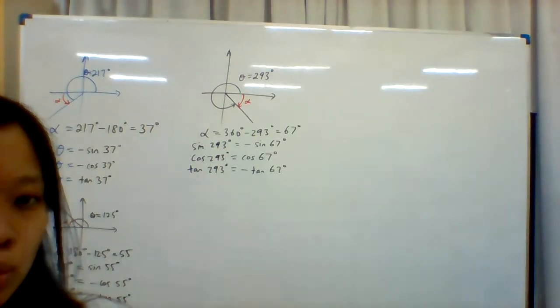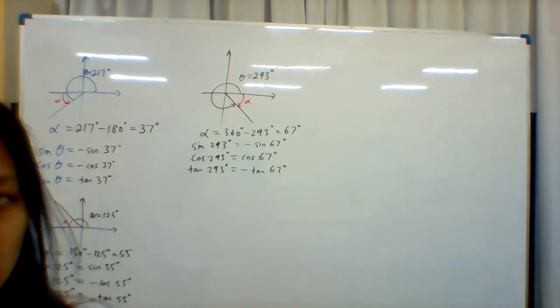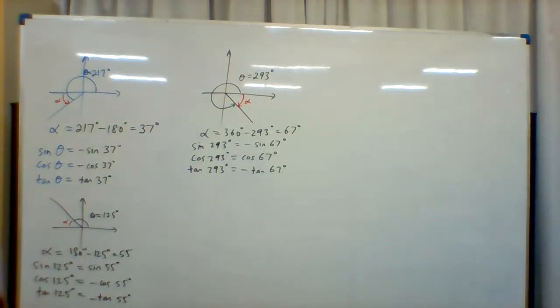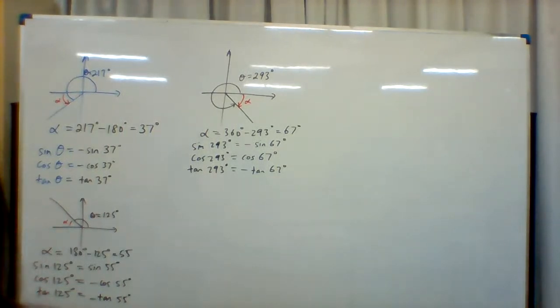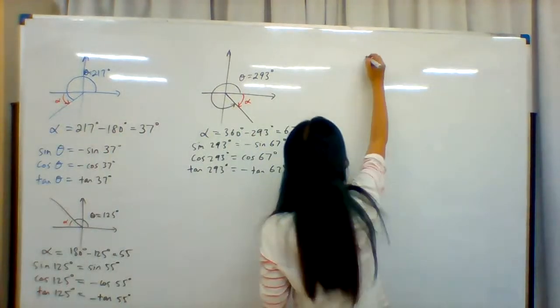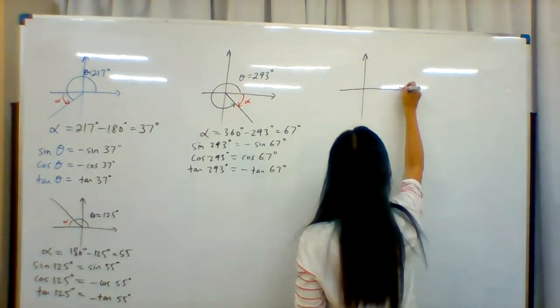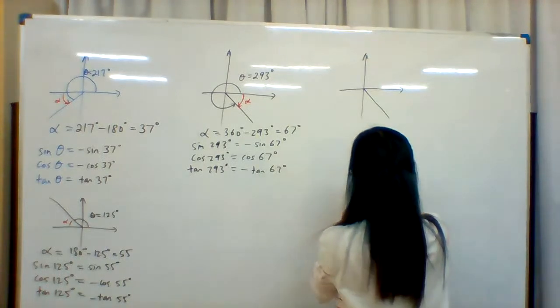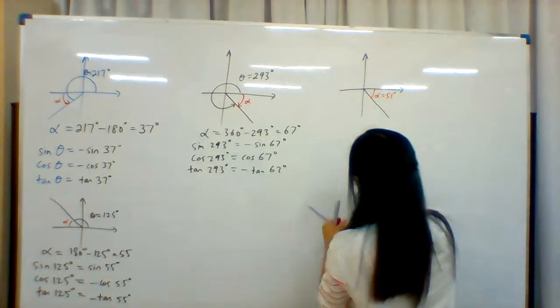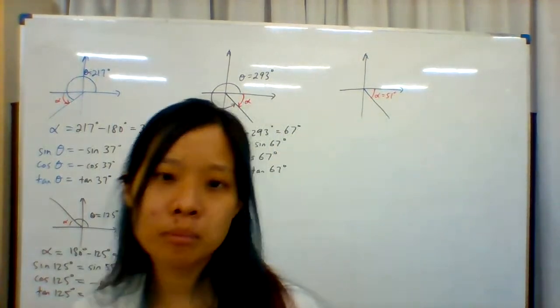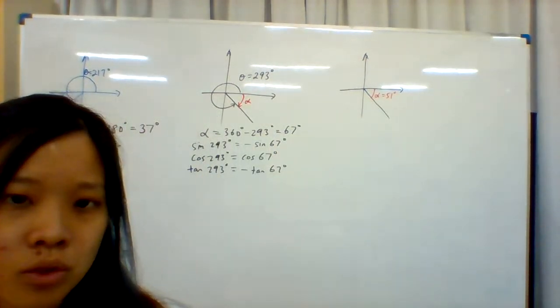Okay, now we're going to do the other way around. Previously, you were given the theta and you were supposed to find the basic angle. But now I'm going to give you the basic angle and you are going to find the theta for me. Okay, so if your basic angle is 51, I want you to tell me what is your theta.